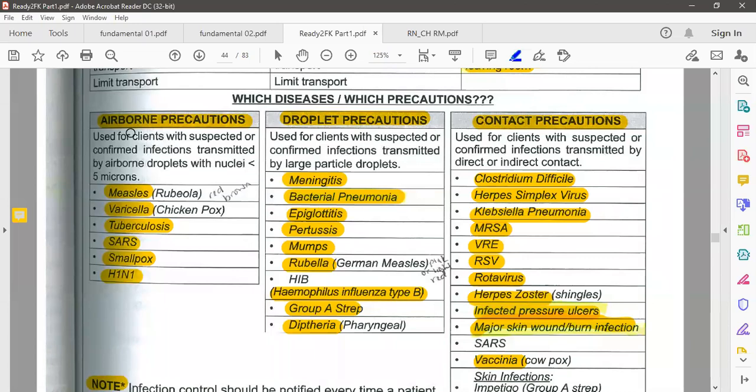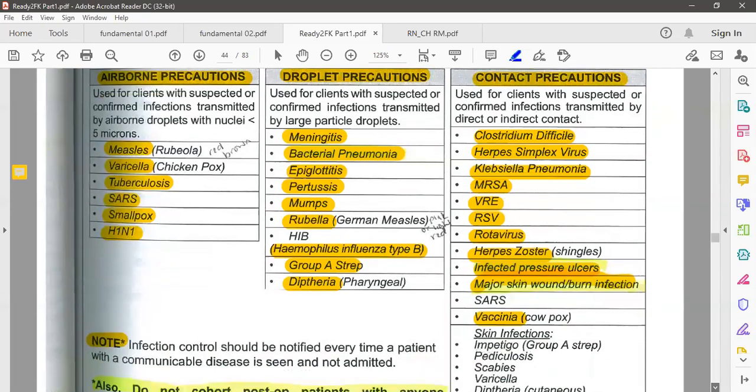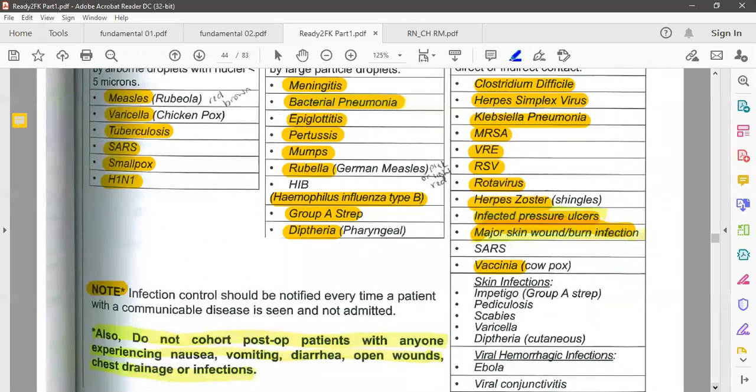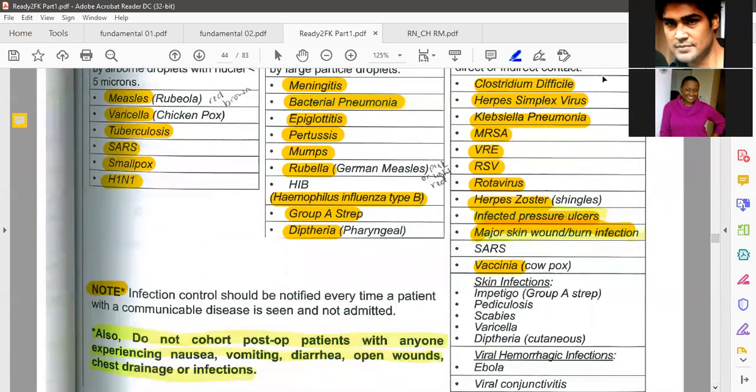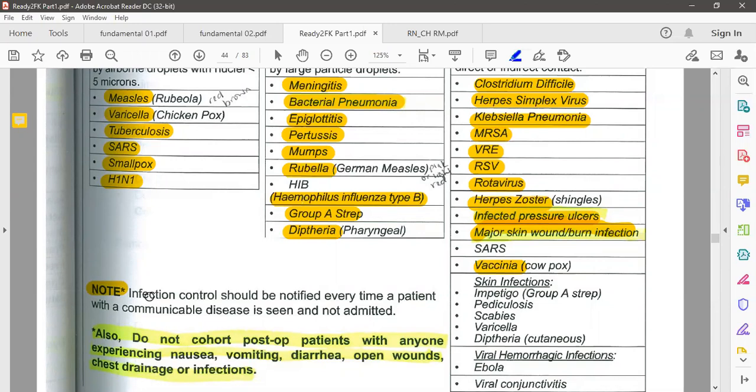So do I need to open the door or should I close the door for airborne precautions? The door should be closed all the time. In case of droplet or contact precautions, we do not need to close the door. Another important question the NCLEX board asks is about cohorting, or which room for which patient.